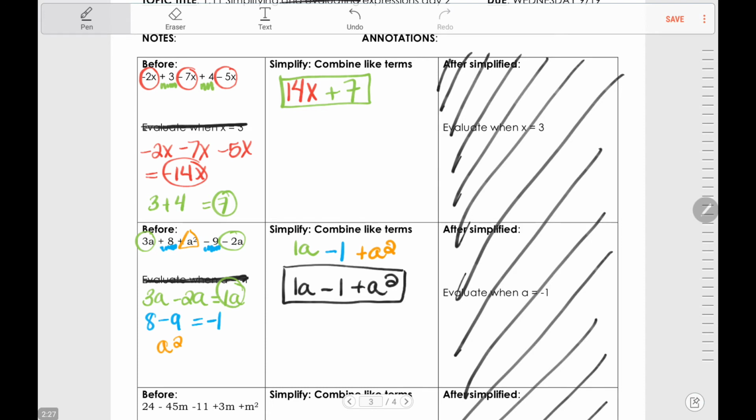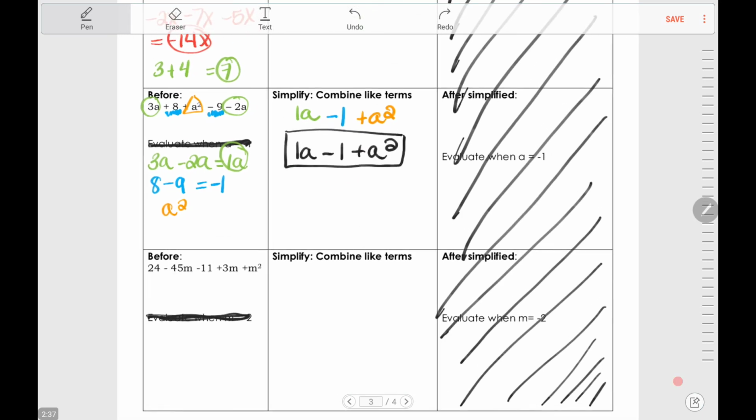Remember, I can't make that any smaller because this and this, while they're the same letter, they don't have the same exponent. So that is my final answer. It cannot be any smaller. All right, again, please go ahead and try example number 3 and then check your answer after.